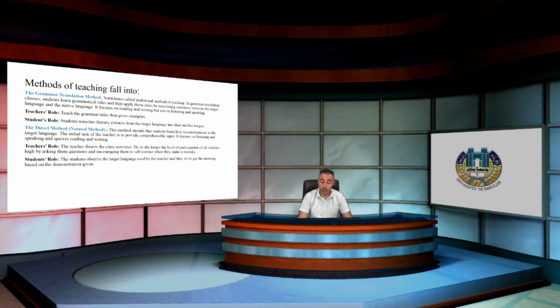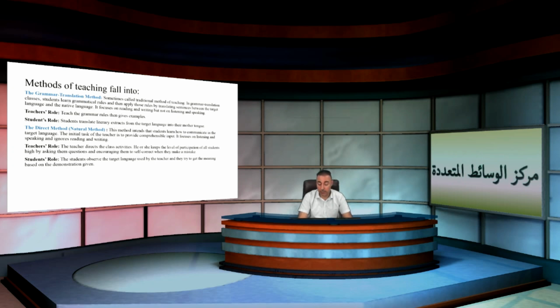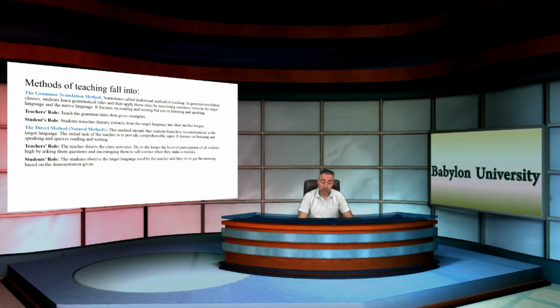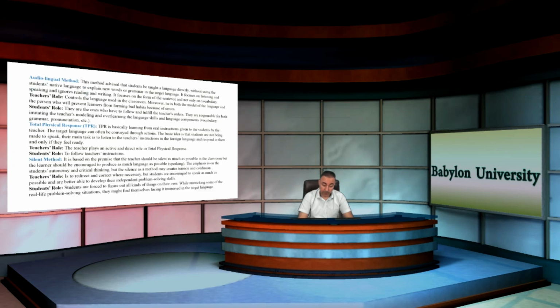The students will observe the target language used by the teacher and then try to get the meaning based on the demonstration given. So the student's role here is not only listening, but actually observing the target language used by the teacher. This is how they will be able to demonstrate what has been taught by the teacher, and then they will be able to correct themselves.